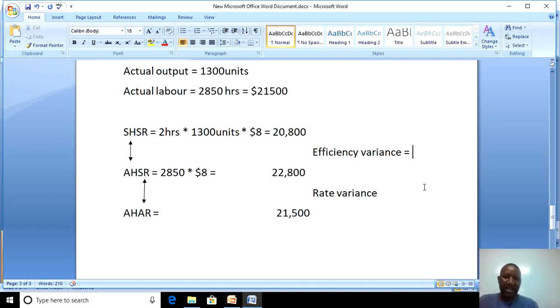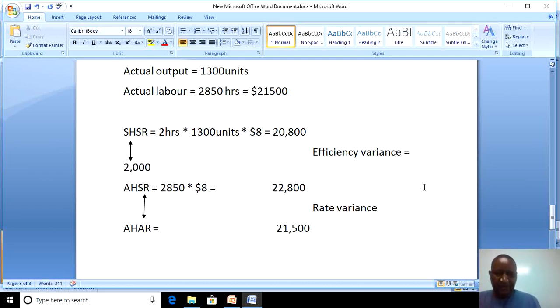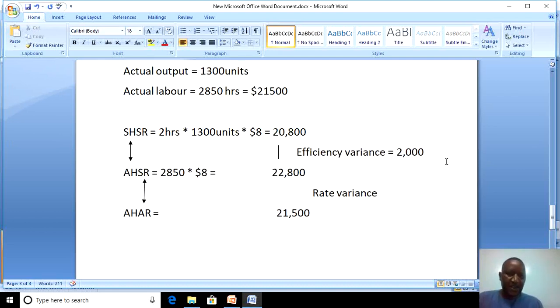So how much is that? 20,800 minus 22,800, the difference is 2,000. Is that 2,000 favorable or adverse? Think about it, favorable or adverse. That 2,000 is a negative figure, because you are subtracting 22,800 from 20,800. So that should be an adverse variance, adverse.